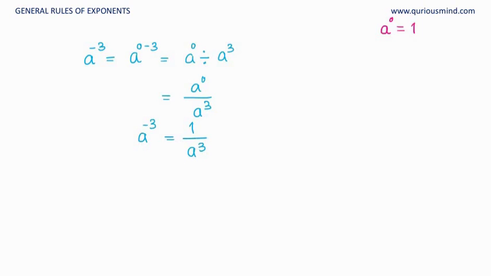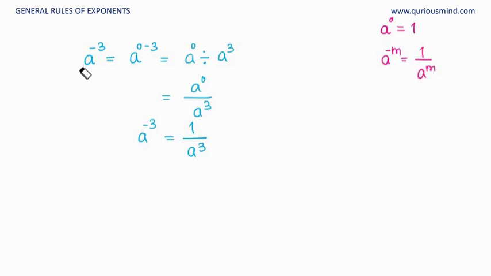And that gives us a new rule which says a raised to minus m is equal to 1 upon a raised to m. So if we have a minus power, negative power, it is same as 1 upon positive power of the same base. So that's another rule we've got.